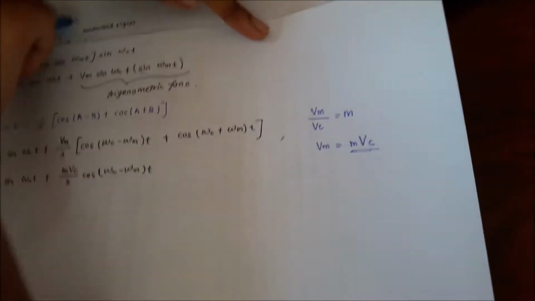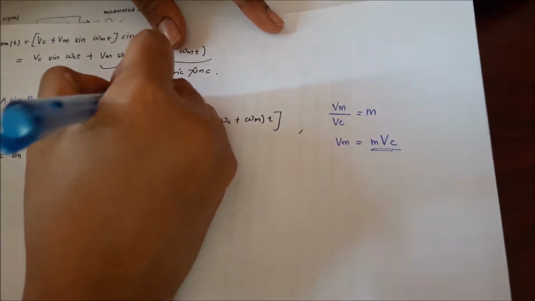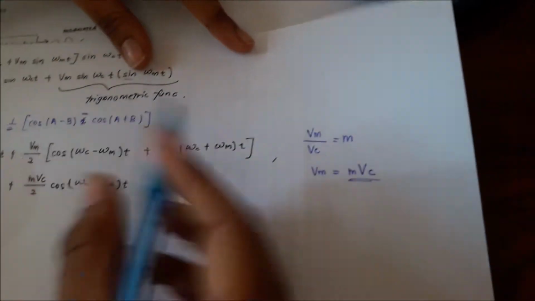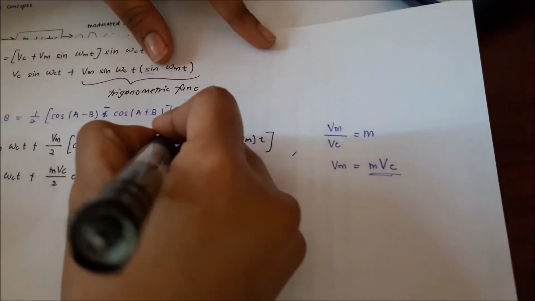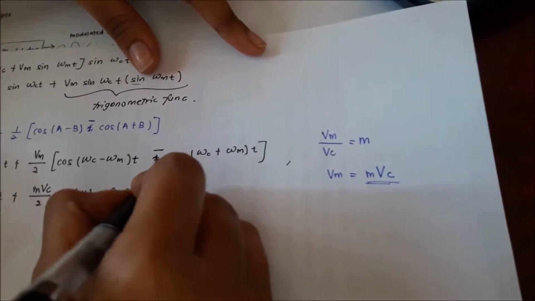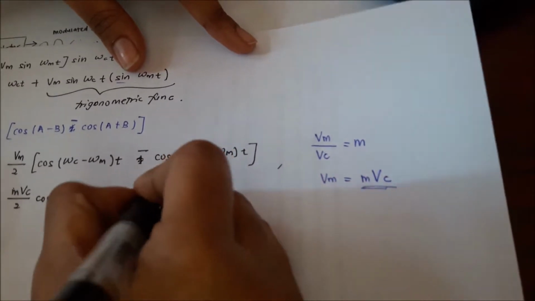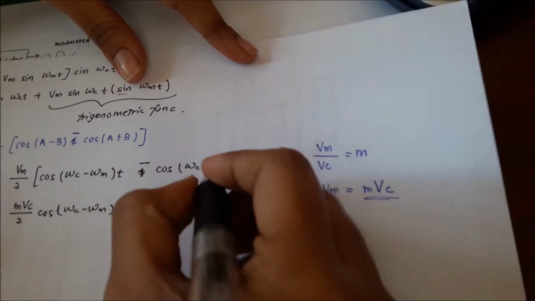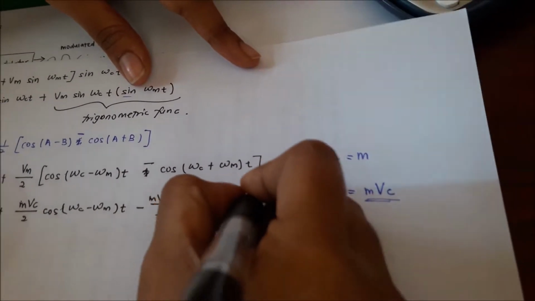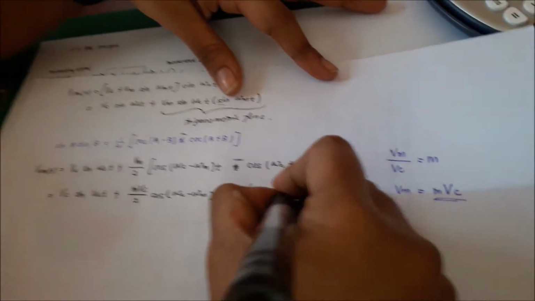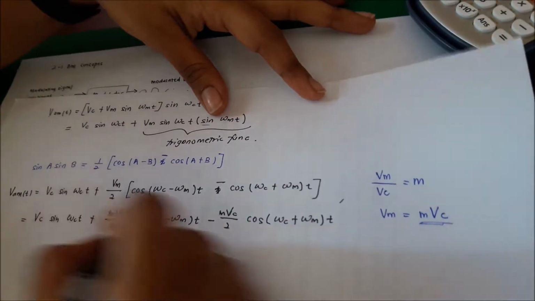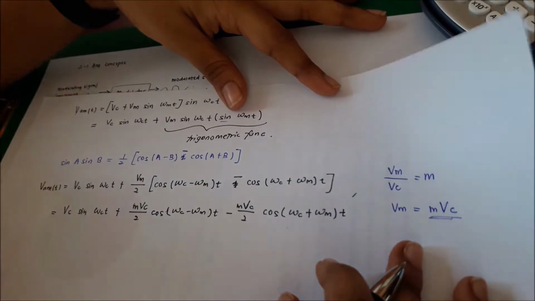Okay, sorry guys, there's a mistake. This is supposed to be a minus, so therefore minus MVc over 2 cos (omega C plus omega M) T. So this is our final equation.